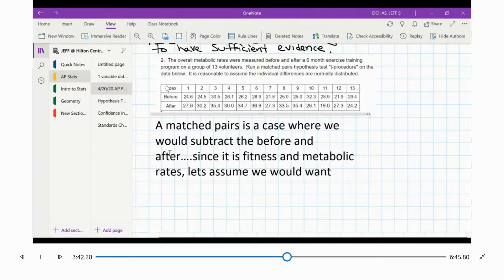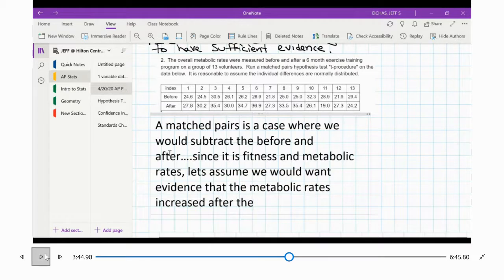All right, so this is going to be number 2. Okay, here's number 2. Different problem. What we have is a 6-month exercise training program, 13 volunteers. Basically, what we did was we measured metabolic rates before and after. Same subject has a before metabolic rate and an after. Okay, so in this case, they didn't say a significance level. They didn't even say if it's one-sided. What I did was made an assumption that we want to see if the program increases metabolic rates, or why bother, right? So I'm going to just decide that it's going to be one-sided.